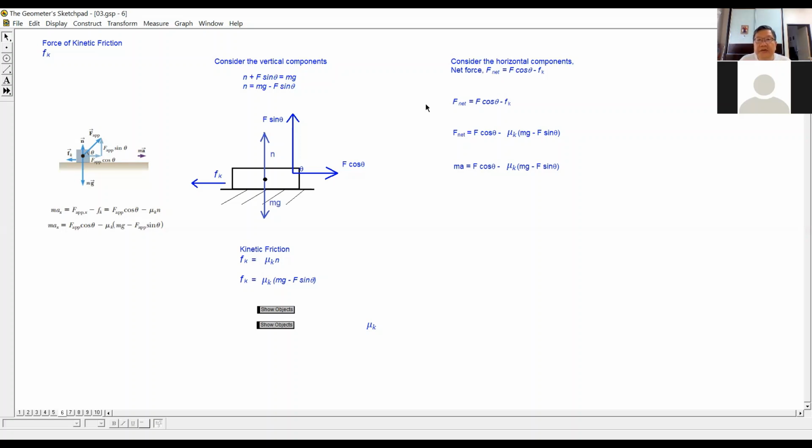Any questions? Do you know how to balance the forces vertically? Yes. Okay. Now we look at the horizontal component. Can you tell me how many horizontal forces there are?